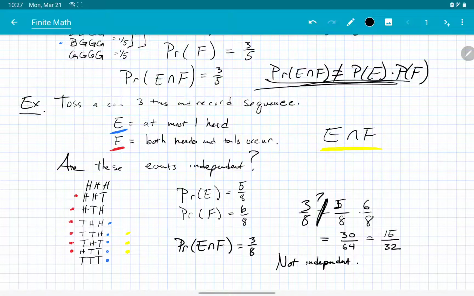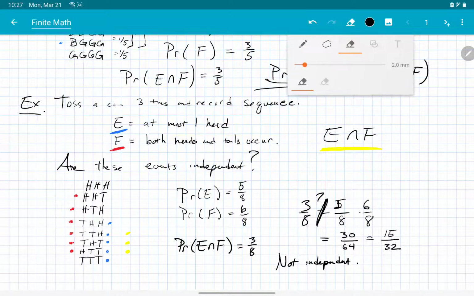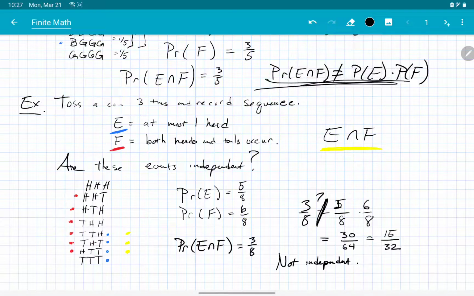The highest blue dot has 2 heads. Oh, did I make a mistake here? Okay, so I messed this up. Okay, let's see here. So this dot should not be there. You're arguing? That is correct. At most 1. Okay, so now this changes some of our probabilities, right?